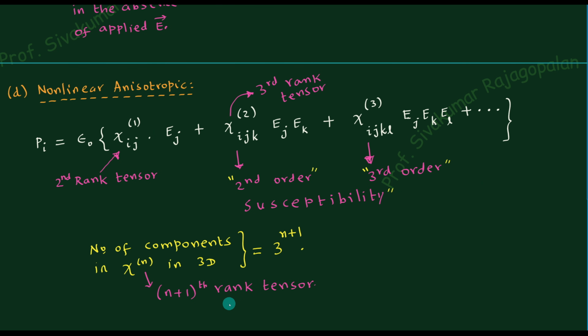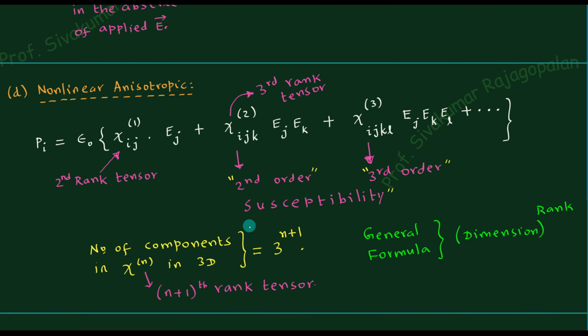So that is clear. Then how many components will be there? Number of dimensions to the power of rank. We are talking about only the 3-dimensional case, therefore 3 to the power of the rank, which is n+1. So the general formula for the number of elements I will write down for clarity here. It is given by the number of dimensions to the power of the rank, whatever rank that you have. So this is how the expression is going to look.